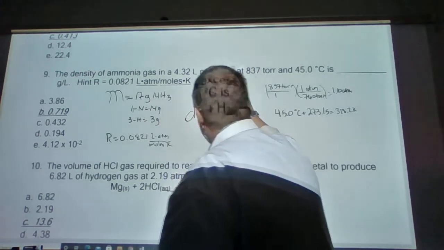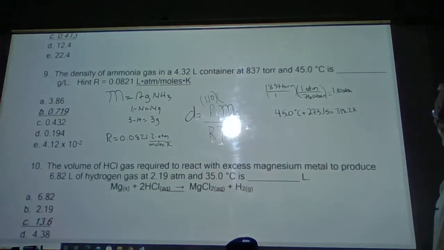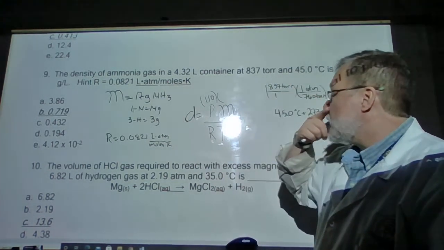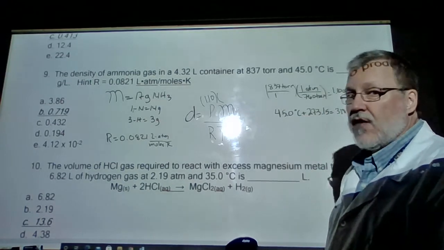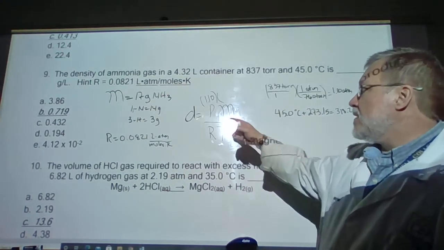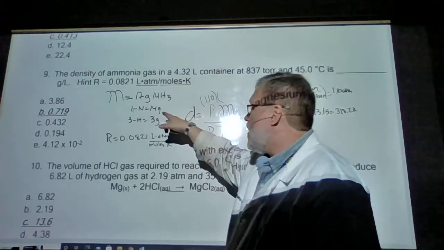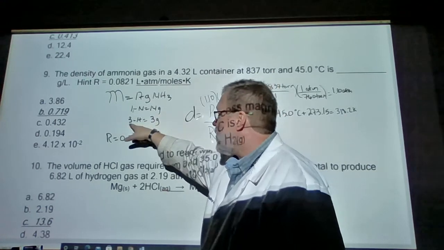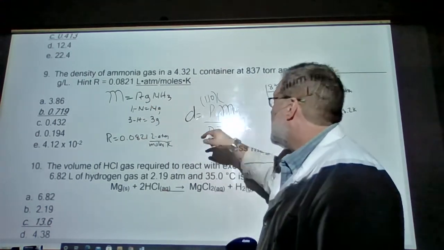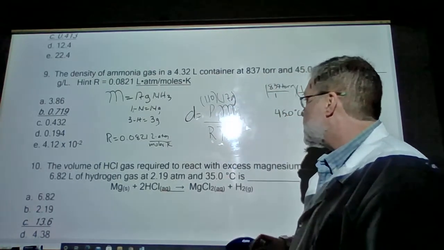1.10. Big M is the molar mass here. Avogadro said that 1 mole of any compound is equal to the sum of all the gram mass weights present of all the elements in that compound. So we've got 17 grams for the molar mass of ammonia. 1 nitrogen is 14, 3 hydrogens are 3, 14 and 3 is 17. So the molar mass of ammonia is 17 grams.